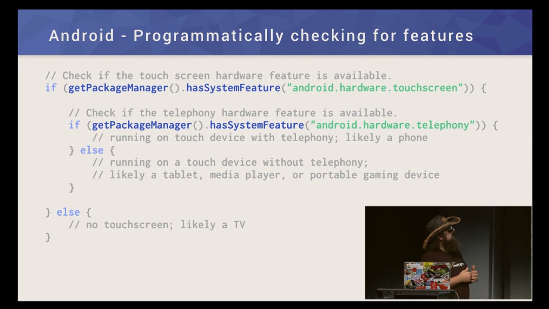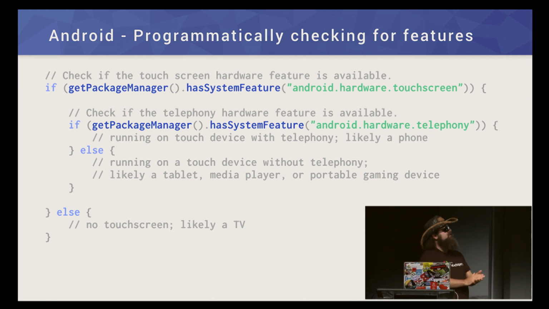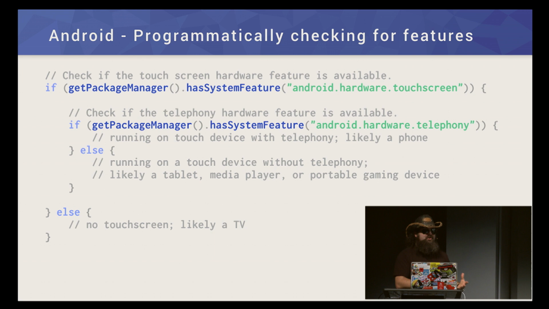In this example that I'm showing you, we're actually doing sort of branch logic here. Hey, does it have a touchscreen? And if it has a touchscreen, does it have telephony? Then there's a good chance this is a phone. If it has a touchscreen but not telephony, there's a good chance that it's a tablet. Well, what about the other case where it doesn't even have a touchscreen? Does that mean it's a TV? No, it just means that it doesn't have a touchscreen. Uh-oh, now what do we do?